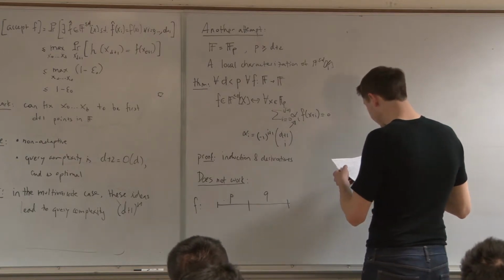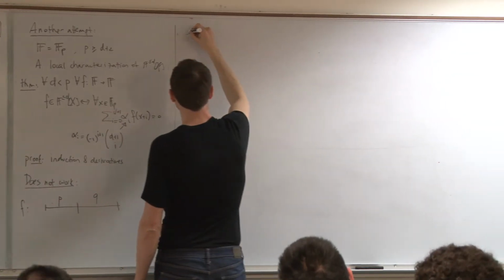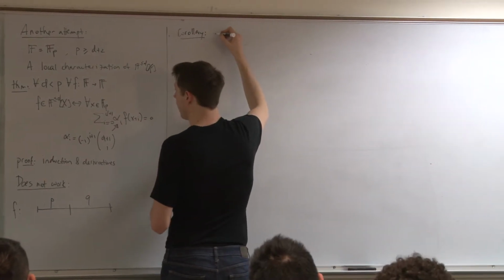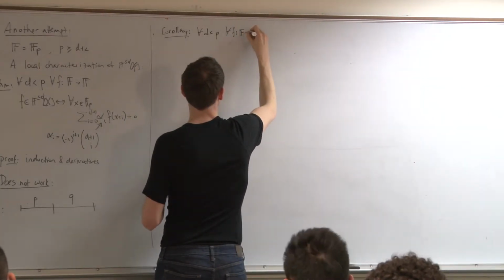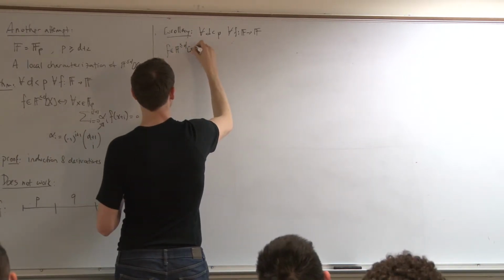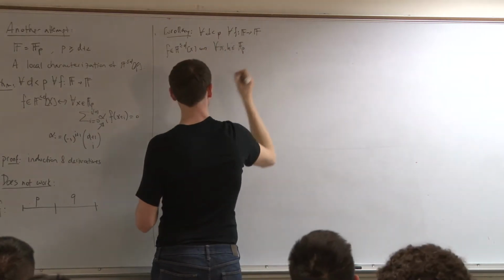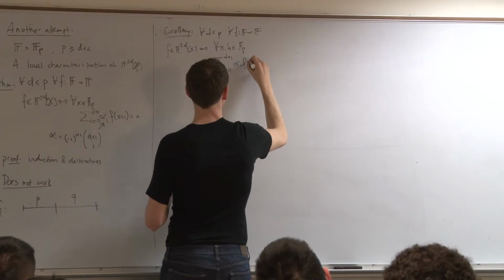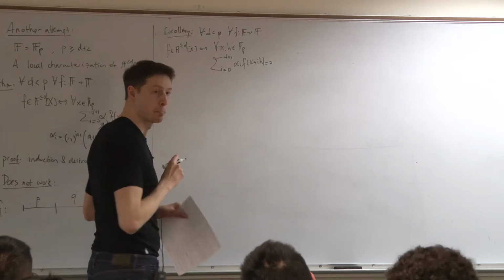So a corollary of the theorem is that, again, for every d less than p, for every function f, f is low degree if and only if for every x and h in F_p, you have this condition with the same coefficients, except that now we're taking steps whose size is also random.